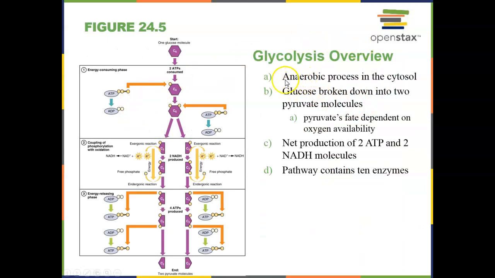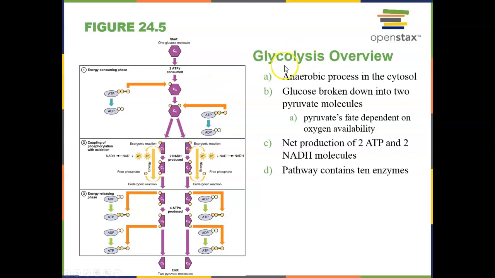So there are 4 basic steps to cell respiration. The first step is called glycolysis. The second step is transition. The third step is Krebs or citric acid cycle. The fourth step is electron transport chain.